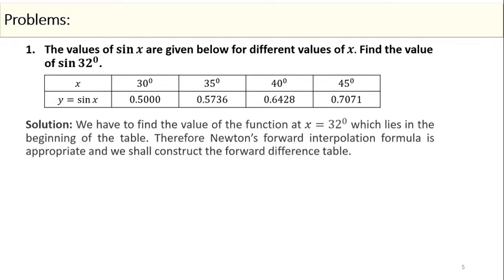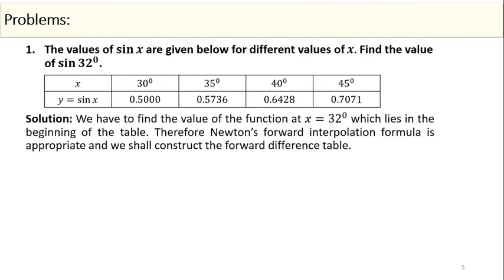Now the solution. Here observe that the values of x are equally spaced by the value 5 degree. That is 30 degree plus 5 degree is 35 degree, 35 degree plus 5 degree is 40 degree, 40 degree plus 5 degree is 45 degree. So h is 5 degree or h is equal to 5 here. And we have to find the value of sin of 32 degree. Now compare this one with sin x. So x is 32 degree.